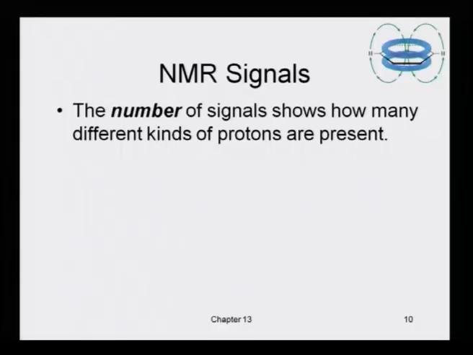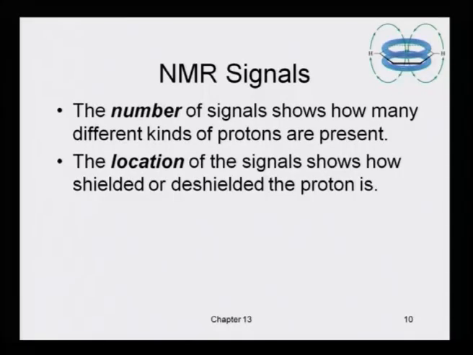Now, when we try to look at the NMR signal, the number of signals shows how many different kinds of protons are present. So, if we look at the number of the peaks in an NMR spectrum, that will tell us how many environmentally different protons are present in that molecule.